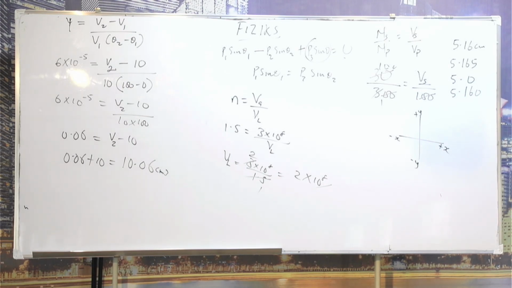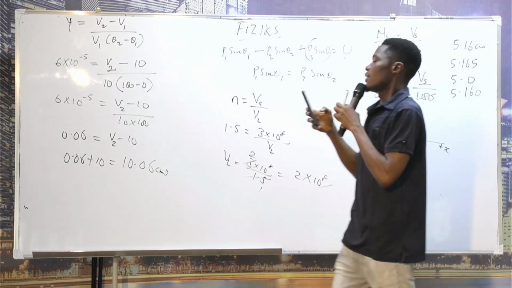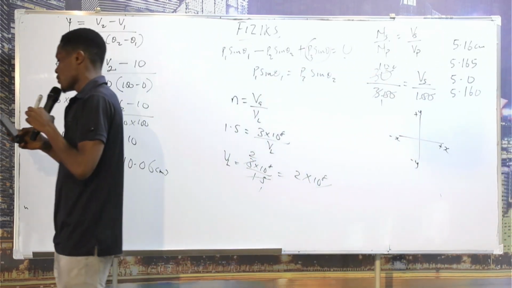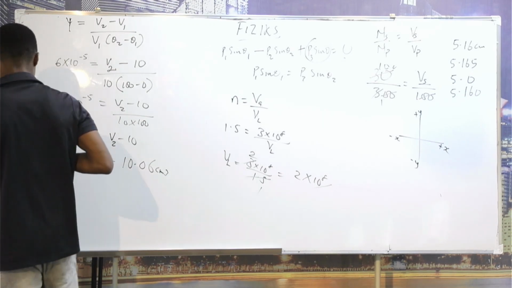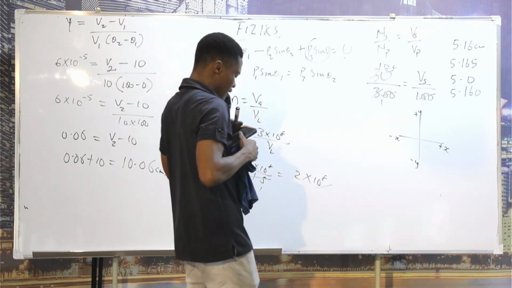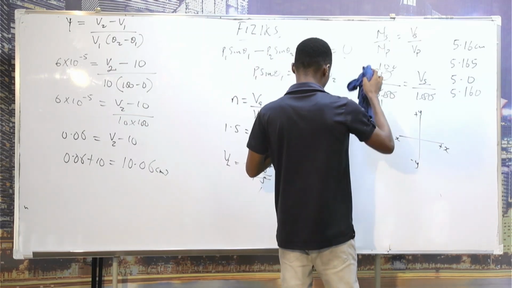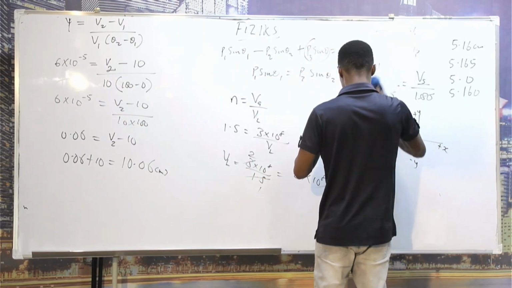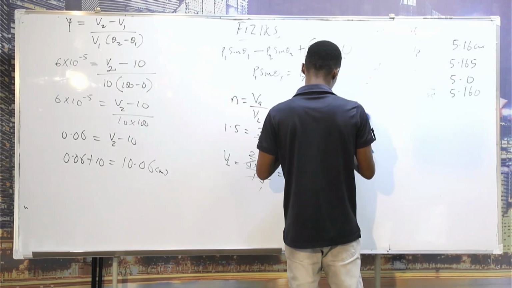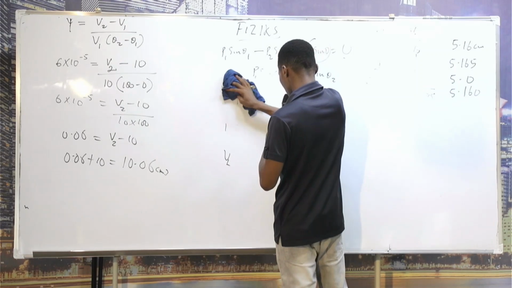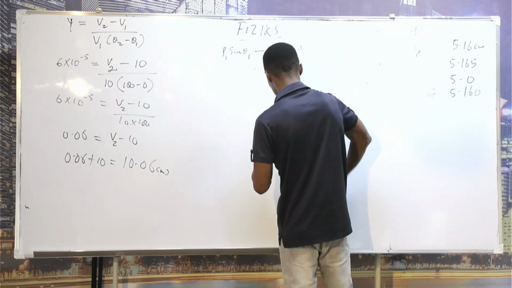The lower and upper fixed points marked on a mercury in glass thermometer are 210 millimeters apart. The end of the mercury column in the tube is 49 millimeters above the lower fixed point. What is the temperature of the room in degrees Celsius?